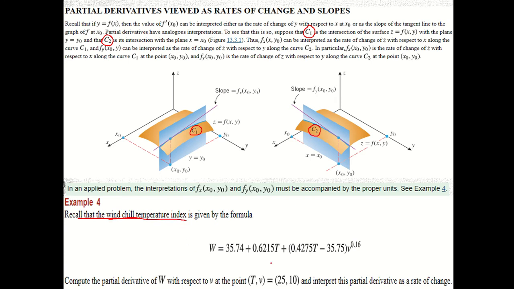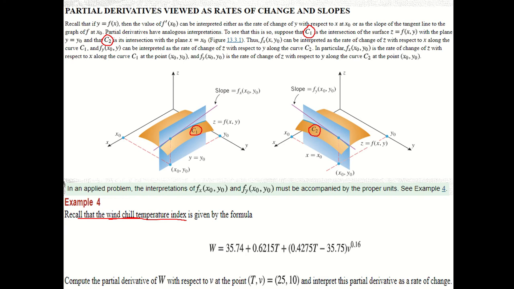Okay, so this is given in this formula. Now we are asked to compute the partial derivative of W, the wind chill temperature, with respect to V at the point with the coordinates T and V, where T is equal to 25 and V is 10, and interpret this partial derivative as a rate of change. So this is our example number 4.